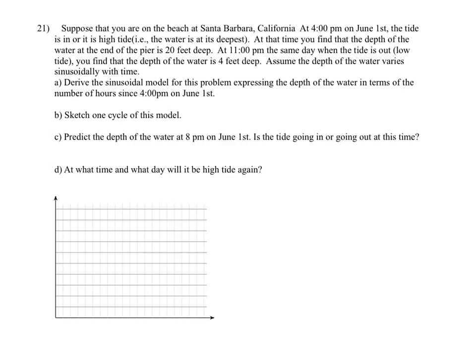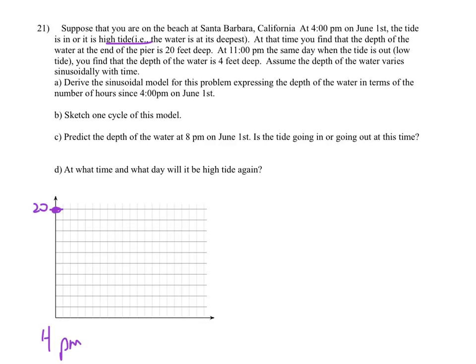Okay, so we're going to be graphing Santa Barbara, California's sinusoidal tide graph. The key things are 4 o'clock on June 1st. That's where we're going to start, so that's going to be our y-axis here. Right at 0 on the x-axis would be 4 o'clock p.m. The tide is in, or it's high tide, so that's 20. So it's going to be right here. One full cycle has to end at high tide also, so we have to remember that.